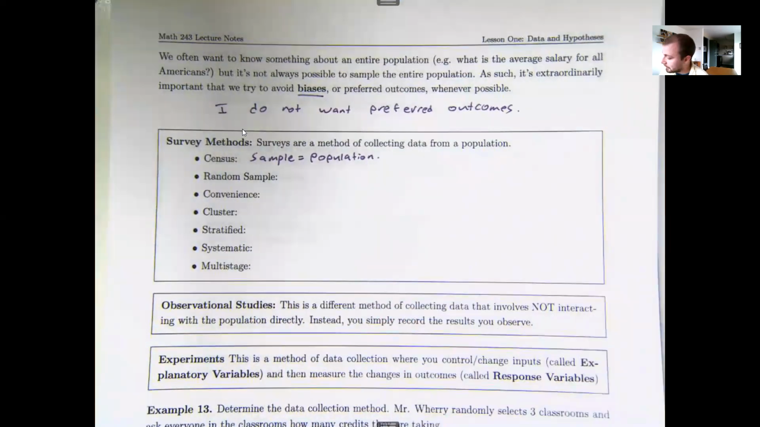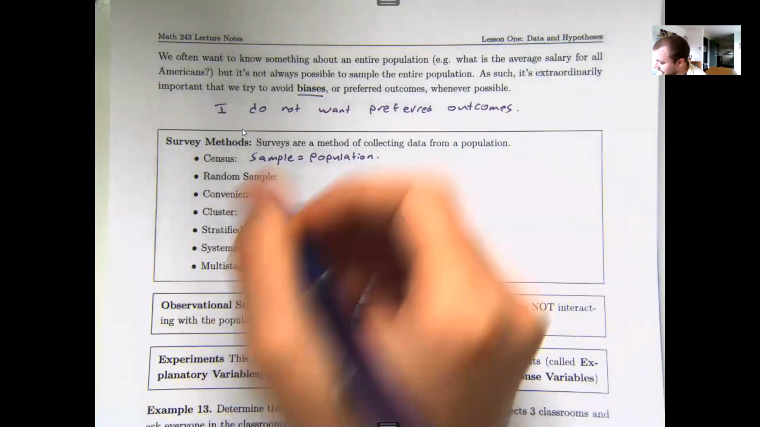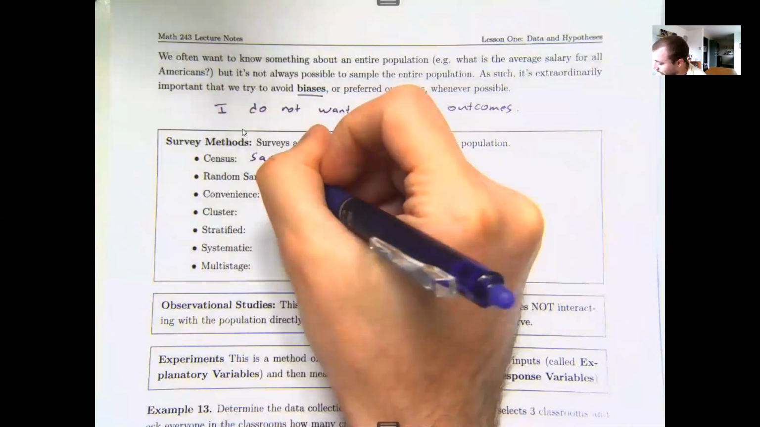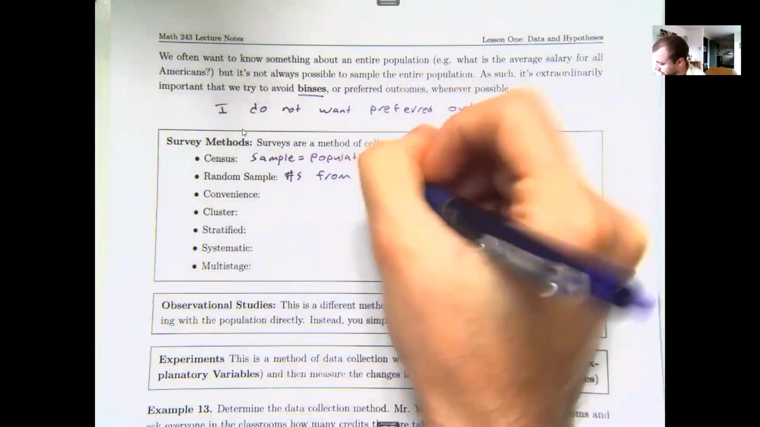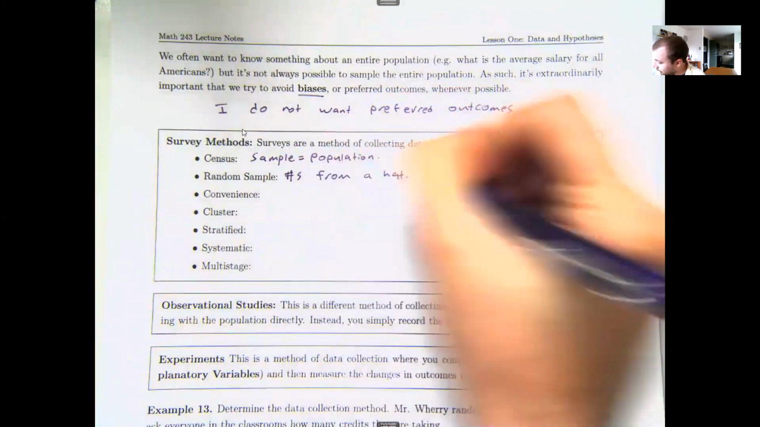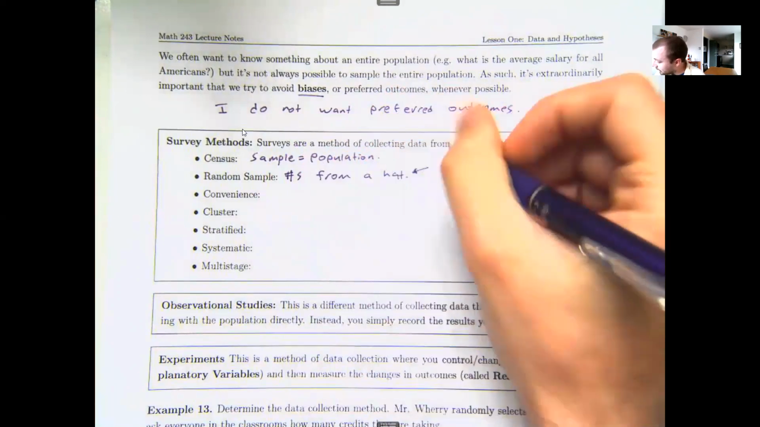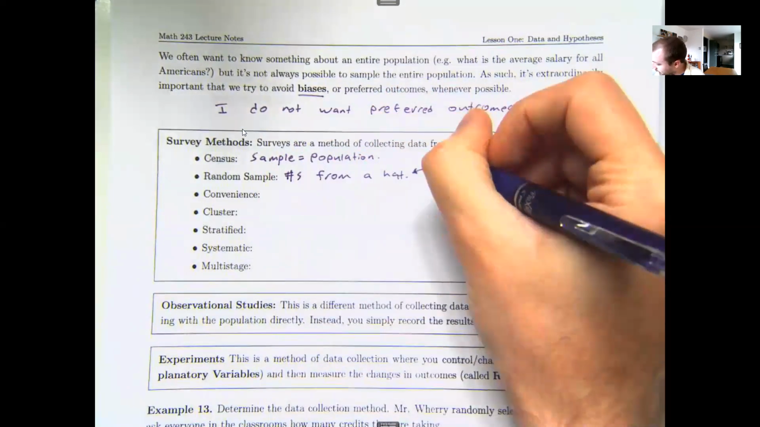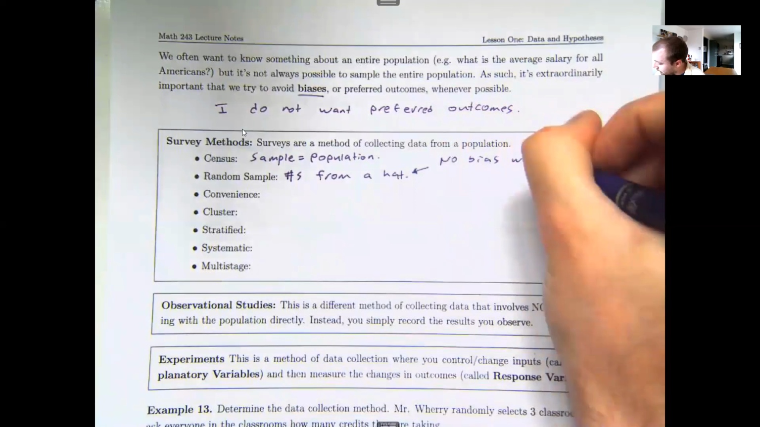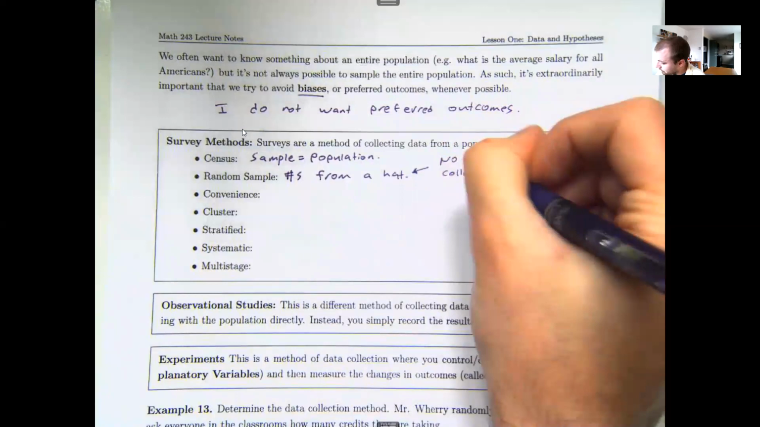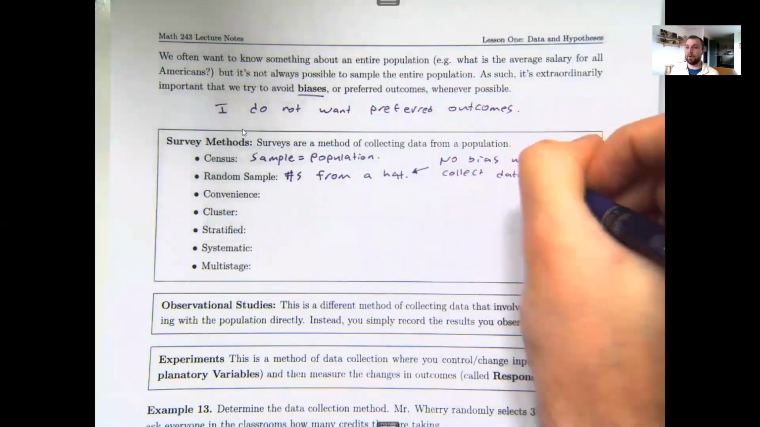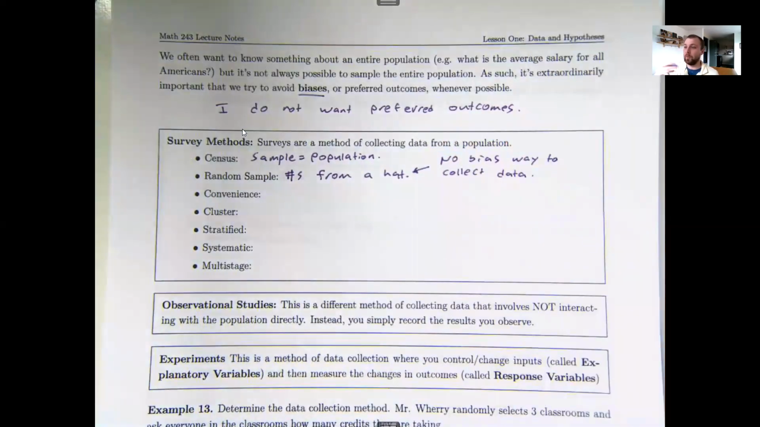So the backup is a random sample. And you can think of this as being like names or numbers from a hat as an example. And random in general, this is a no bias way to collect data. So I put a whole bunch of numbers, like a lottery, where I have a big wheel spinning and I'm just pulling things out, like bingo night. That's an example of something that's random.